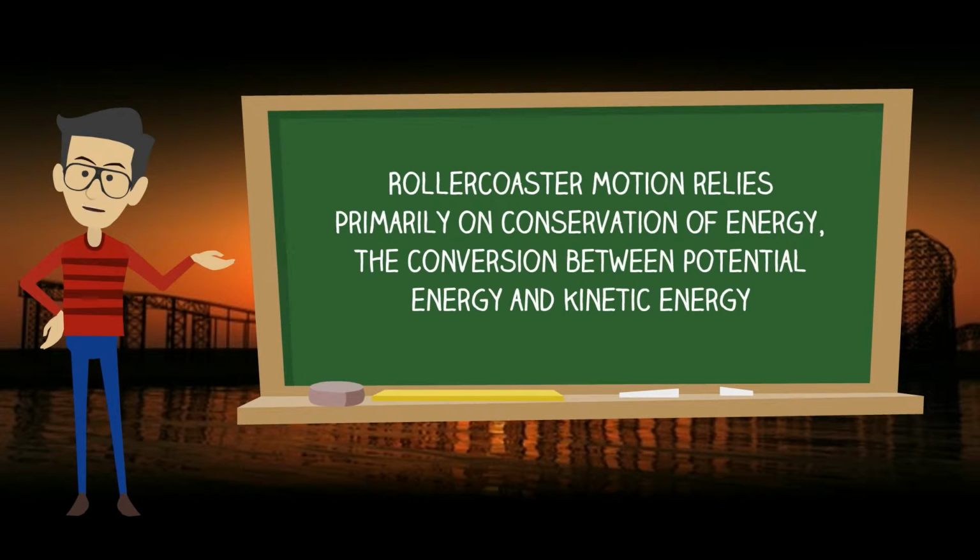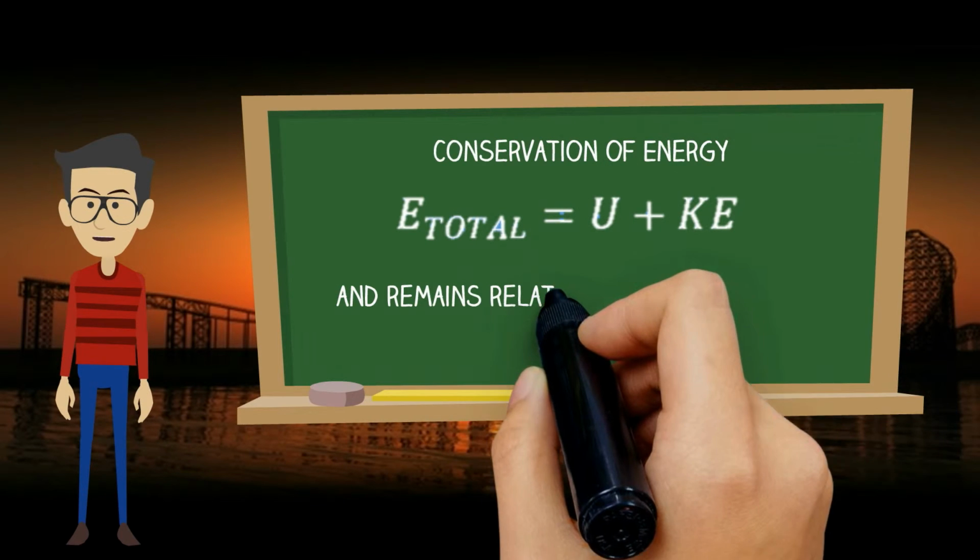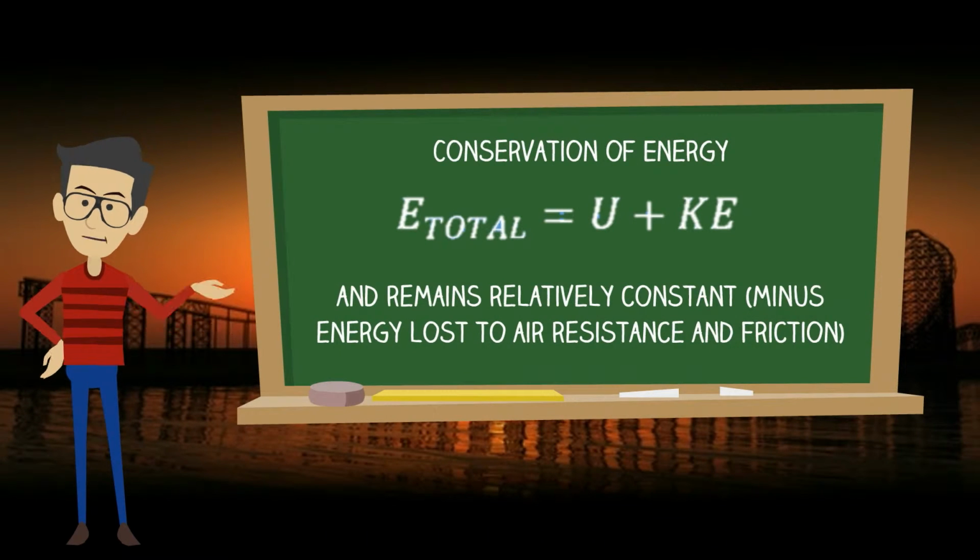Roller coaster motion relies primarily on conservation of energy, the conversion between potential and kinetic energy. Outside of the external work imparted on a roller coaster to climb to the top of the big drop, the ride observes this conservation of mechanical energy. Total energy is equal to potential energy plus kinetic energy, and remains relatively constant, minus the energy lost to air resistance and friction.